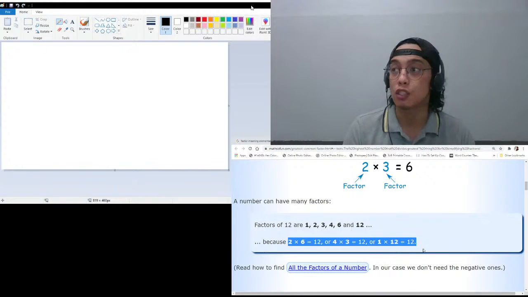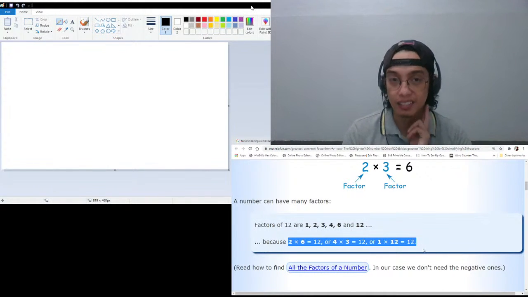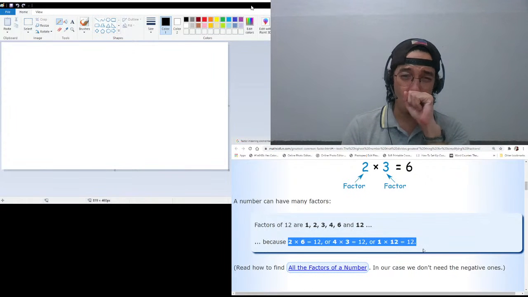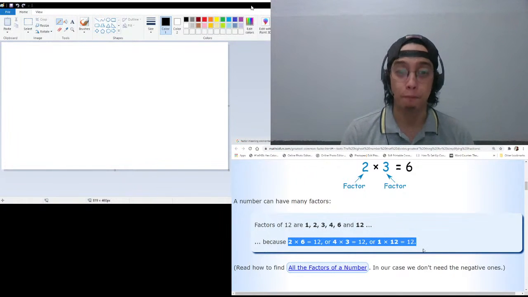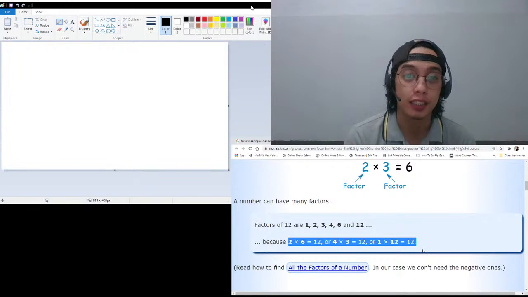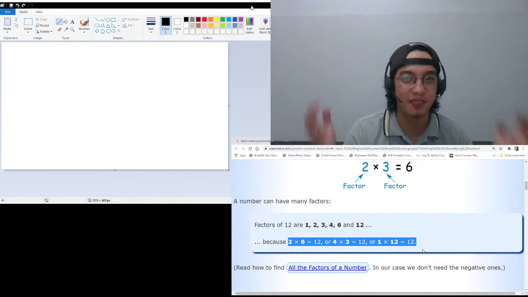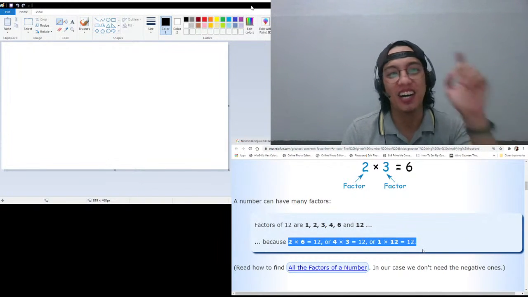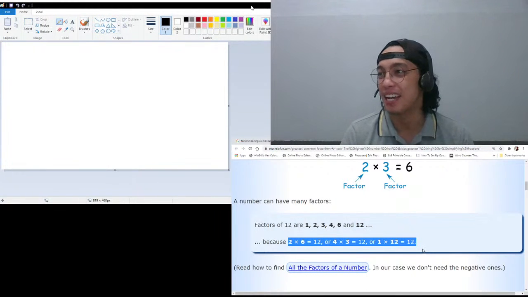2 times 6 is 12. Those are two factors of 12. 4 times 3 is equal to 12. Those are factors of 12. And 1 times 12 is 12. So those are the factors of 12. Mga factors sa 12. Space it in your heads. Okay. 1, 2, 3, 4, 6, and 12.